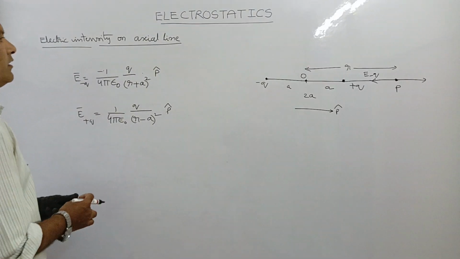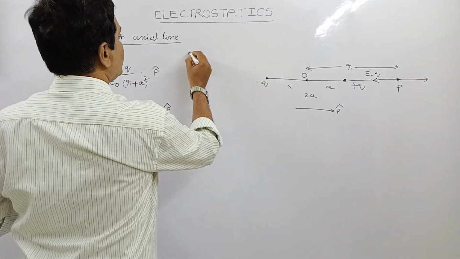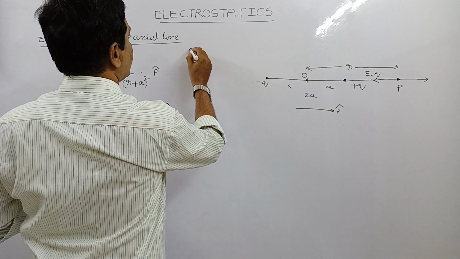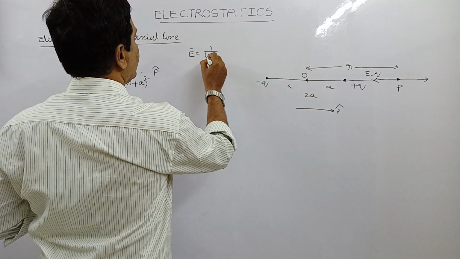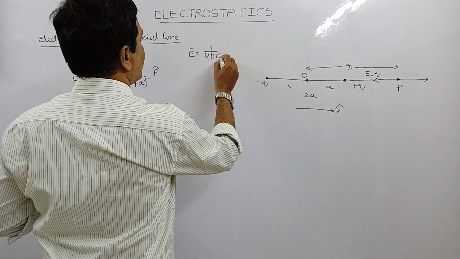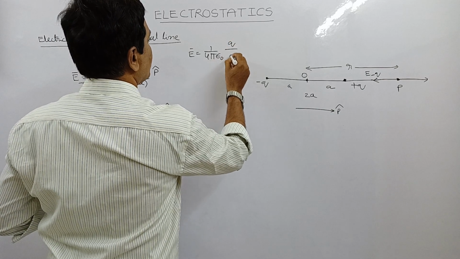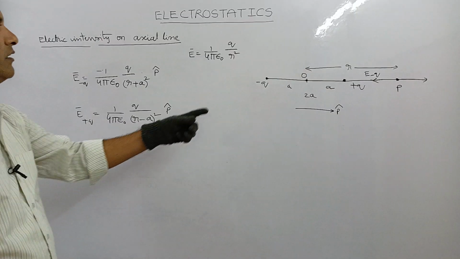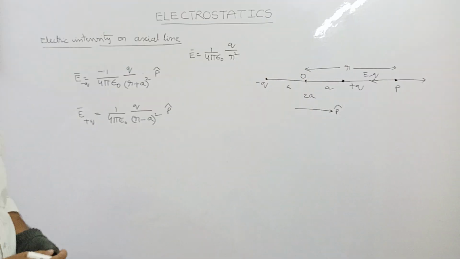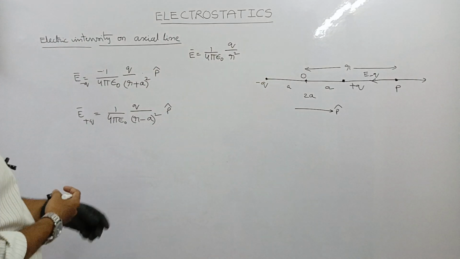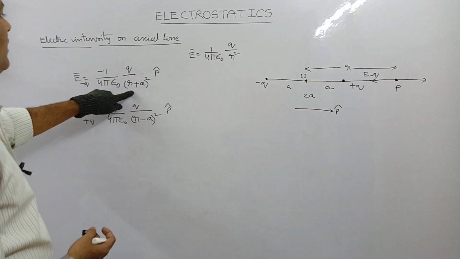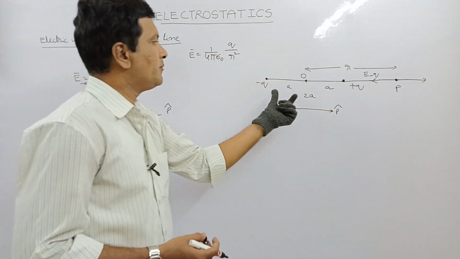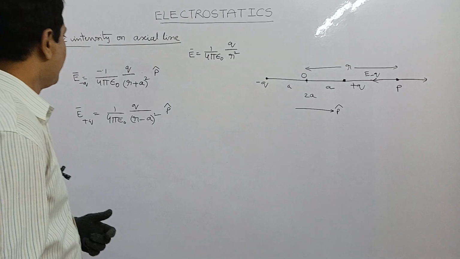So the original formula is E bar is equal to 1 by 4 pi epsilon naught, q by r square. This is the original formula, where r is the distance from the point charge. Here in place of r we have written r plus a, that means a plus the distance r.